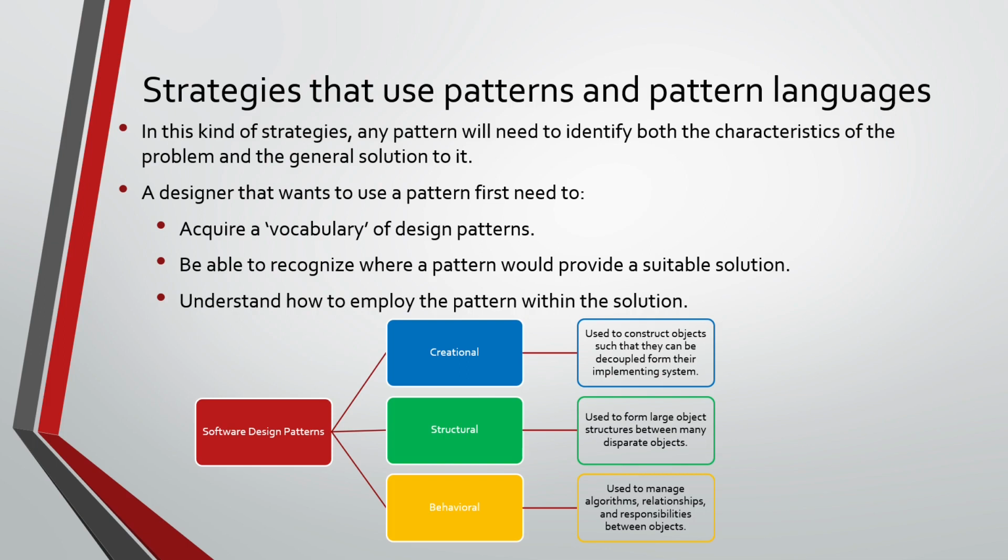Strategies that use patterns and pattern languages. Well, we also have this kind of strategies. Here, any form of pattern description will need to identify both the characteristic of the problem and the general solution to it. Books that describe design patterns very much function as catalogs of design patterns. So a designer that wants to use a pattern first needs to acquire vocabulary of design patterns. Then he needs to be able to recognize where a pattern will provide a suitable solution. And then he needs to understand how to employ the pattern with the solution.